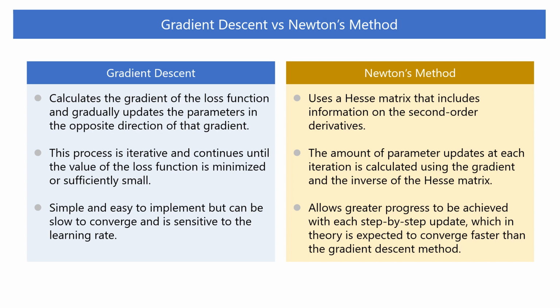This allows greater progress to be achieved with each step-by-step update, which in theory is expected to converge faster than the gradient descent method. However, the need to compute the inverse of the Hessian matrix increases the computational cost, which can be disadvantageous, especially when the number of parameters is large.